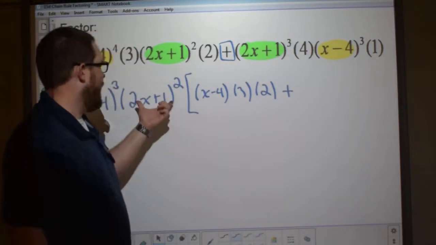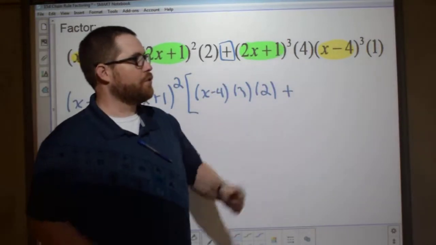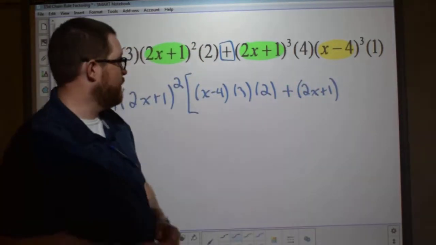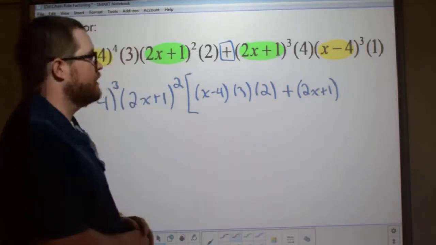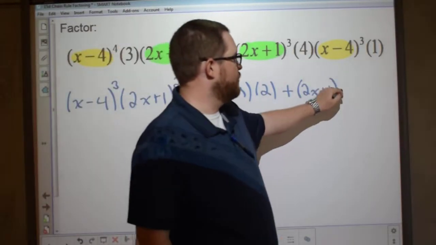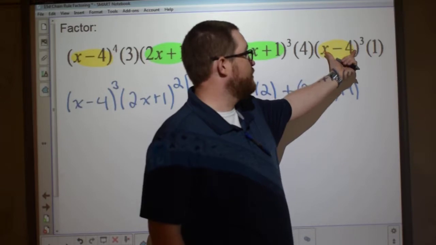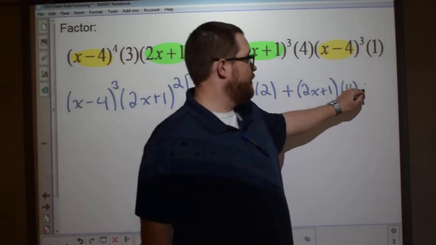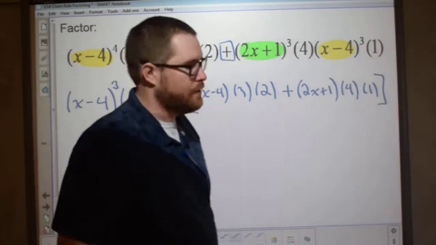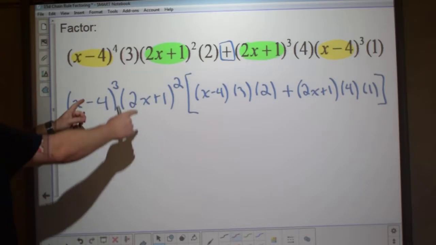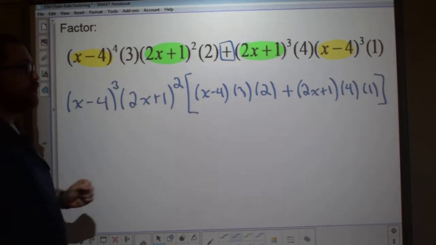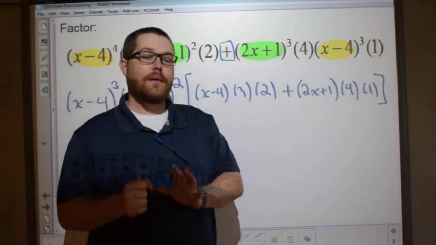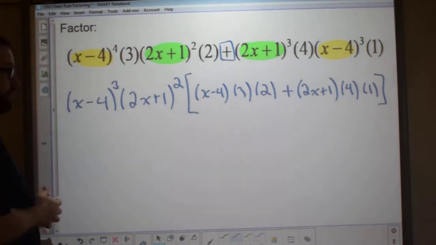Plus, I pulled out 2 of the 2x plus 1s. There were 3 total, which means there must be exactly 1 left. Remember, there's only one power left each time. I still have the number 4. The x minus 4 to the third has already been pulled out, all of it, so there's none of that left. And then the number 1, which really isn't important. Notice something. When you pull out both binomials, you'll have one of each binomial left, and it'll be to the first power. Knowing that makes a more difficult problem easier.